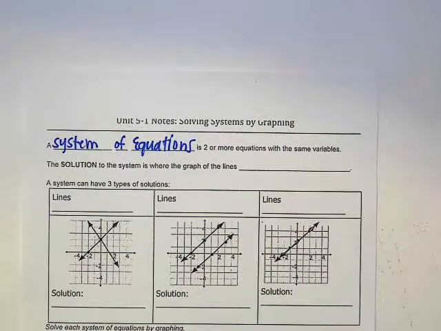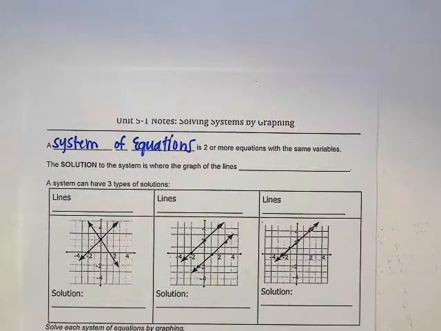Now, for you guys in Algebra 1, for a system, it really just means two equations. We're never going to do anything more than two equations. So for you guys, it's two equations. We understand? So a system means two equations.